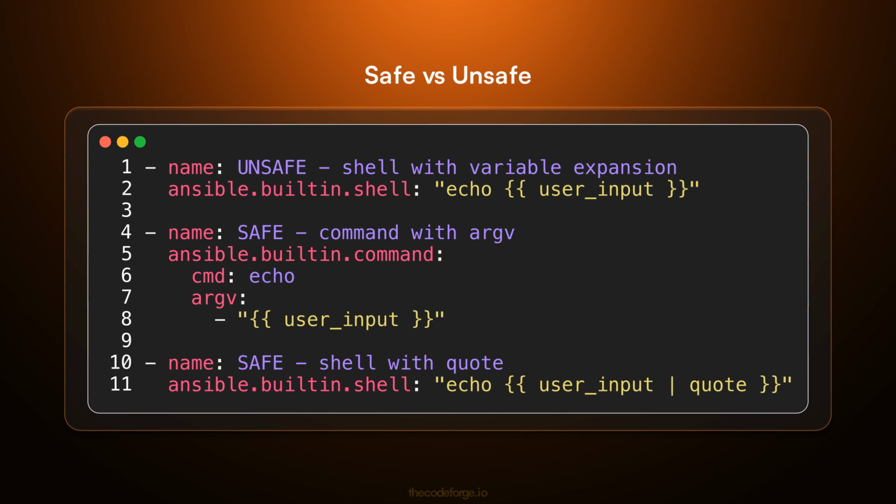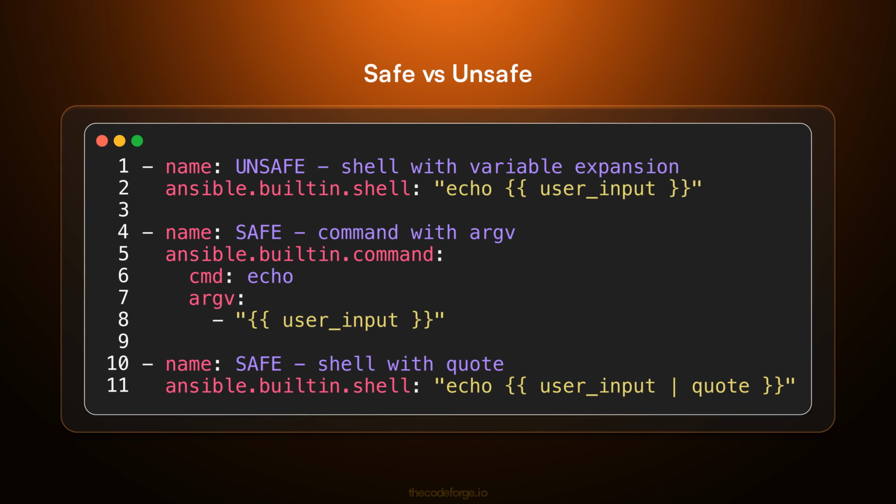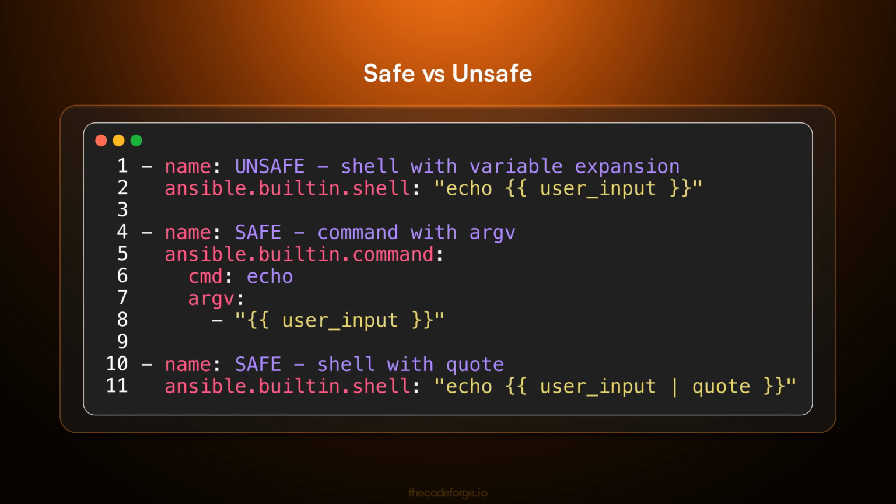The first task is unsafe. If user input contains rm -rf, it will execute. The second uses argv to pass the input as a single argument, avoiding shell injection. The third uses the quote filter to safely escape the input. Always prefer command with argv when possible.